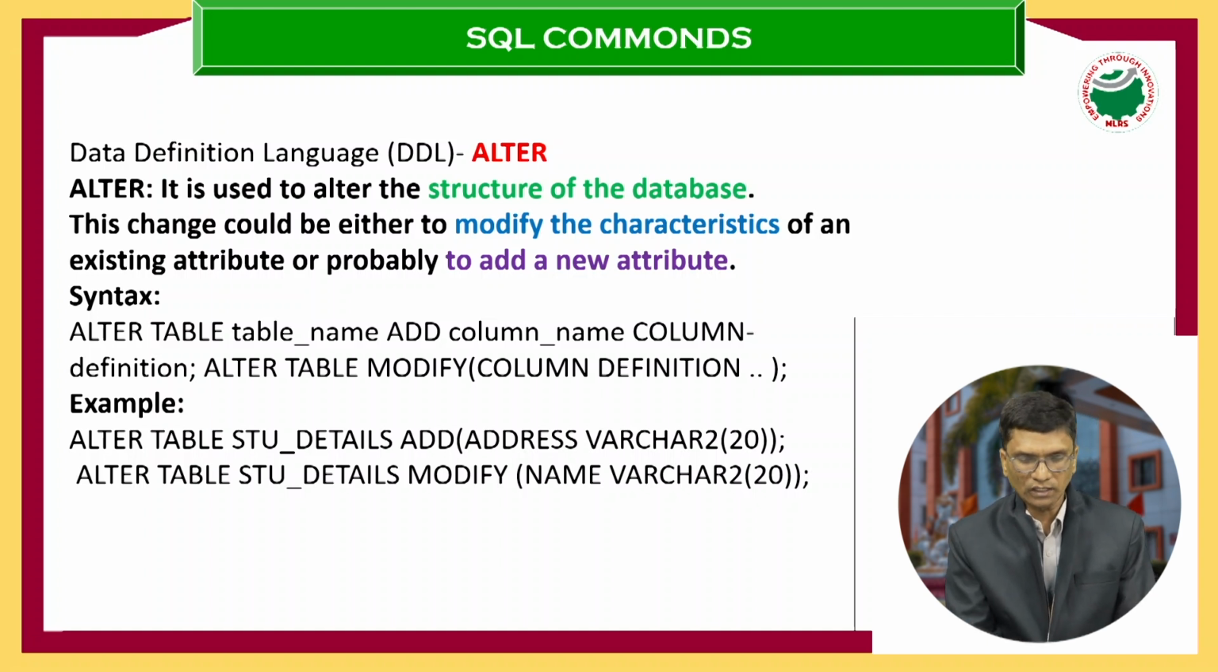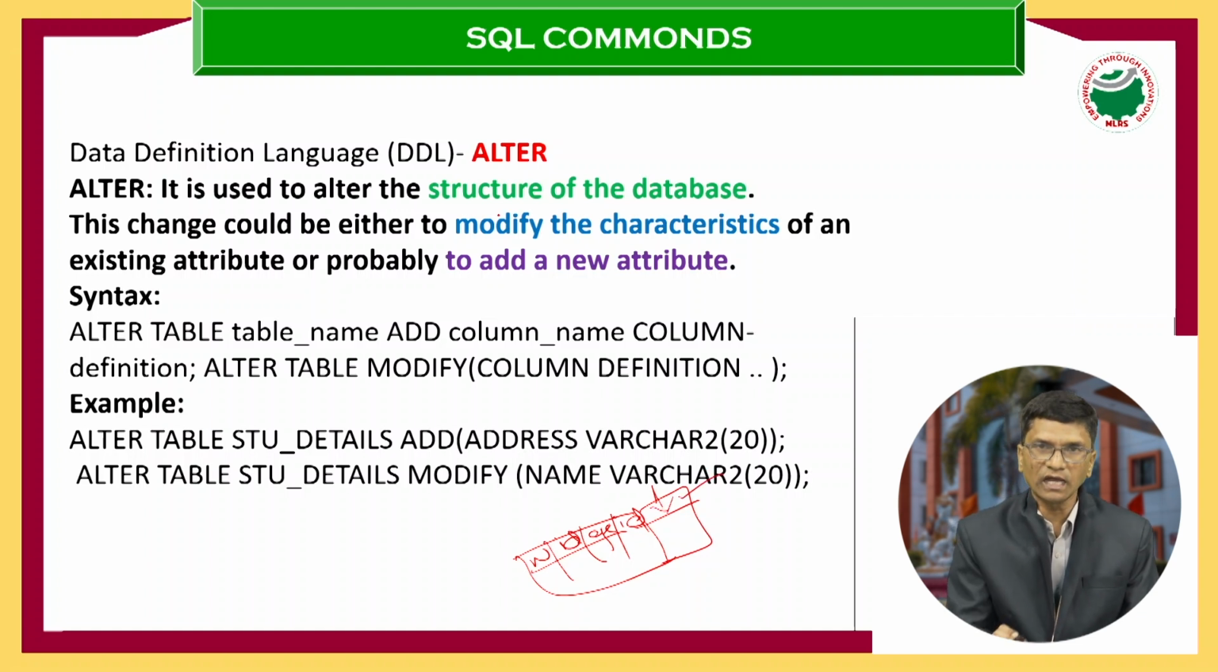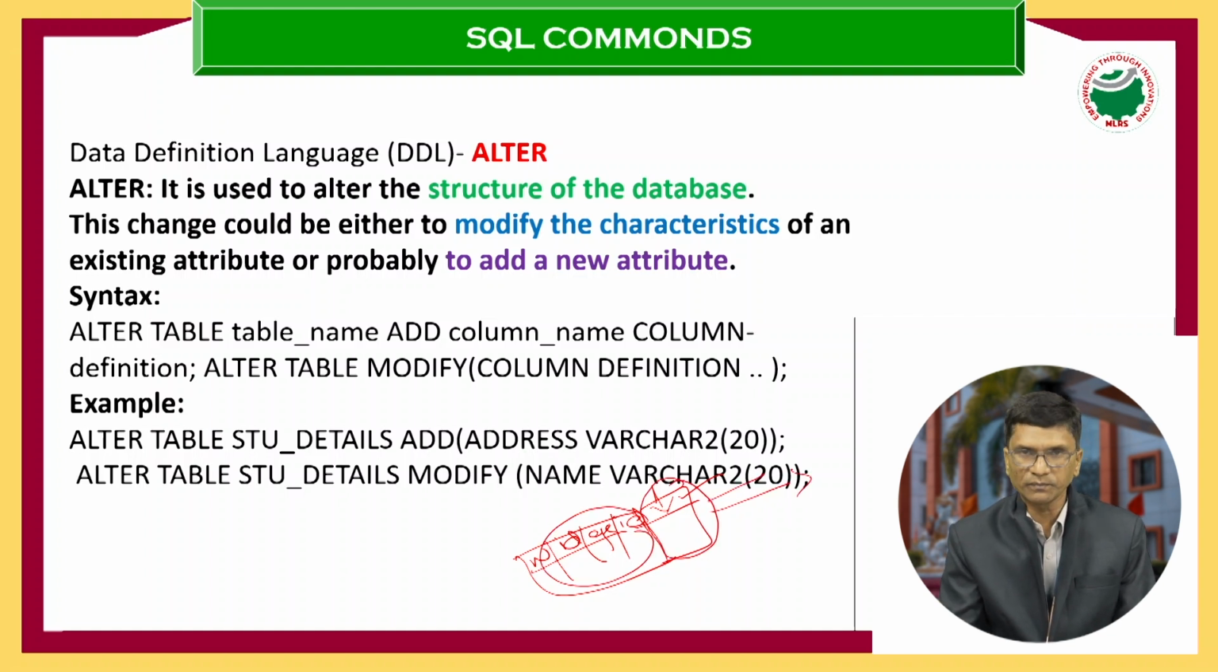Alter is used to alter the structure of the database. Suppose we are having only name, ID, age, address. If you want to add any other thing in the column area, we need to add it, and that is known as alter. Why? Because we are extending our table for some other purposes. So we are adding some information to this column. That is known as alteration. Altering means adding or modifying some data to the particular table.